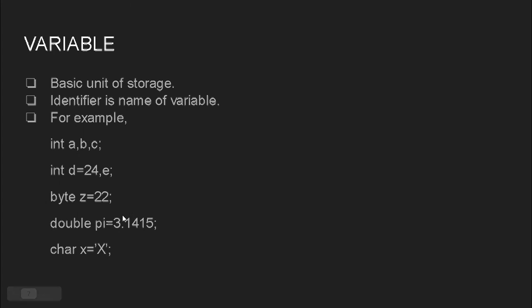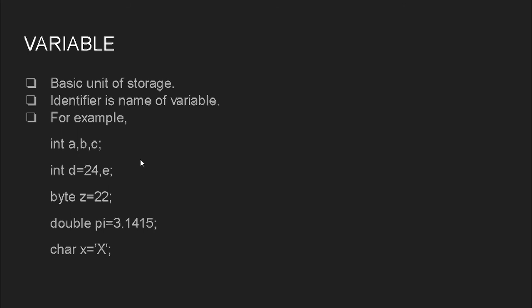So all these three things are basically I'm declaring the variable. Here I'm declaring it as byte. Here I'm declaring pi as a double data type. Here I'm declaring x as a character data type, and I am initializing all the values. So that is exactly what I'm doing in those five statements.